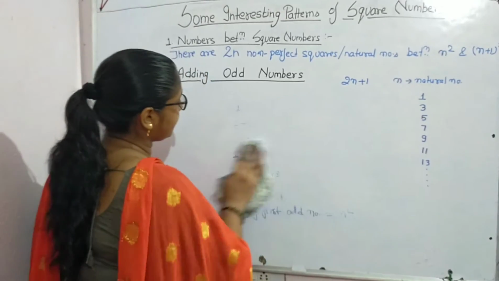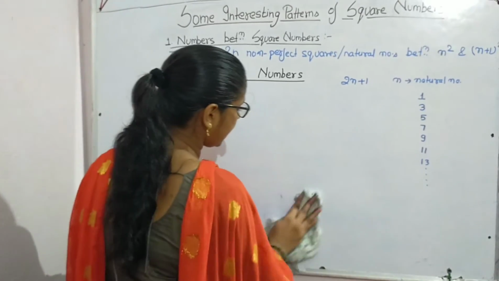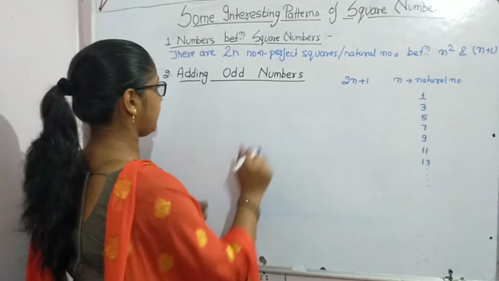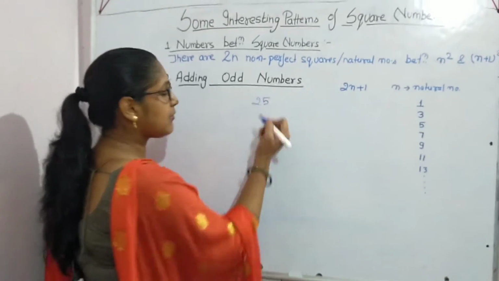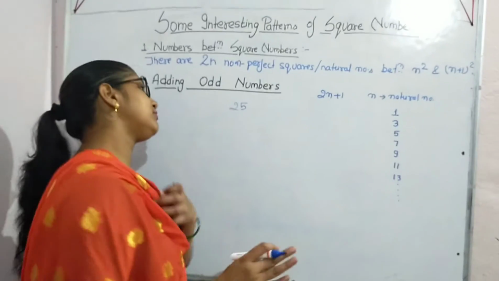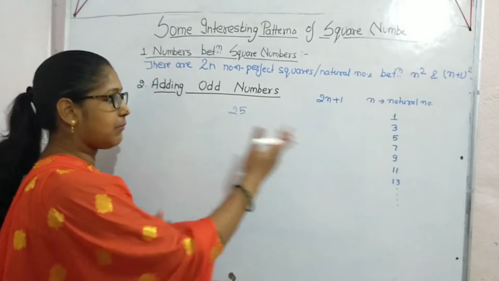Given number is a perfect square or not. For this we are taking one example. This is 25. 25 is a perfect square, we all know. So we check the perfection with the help of odd numbers.